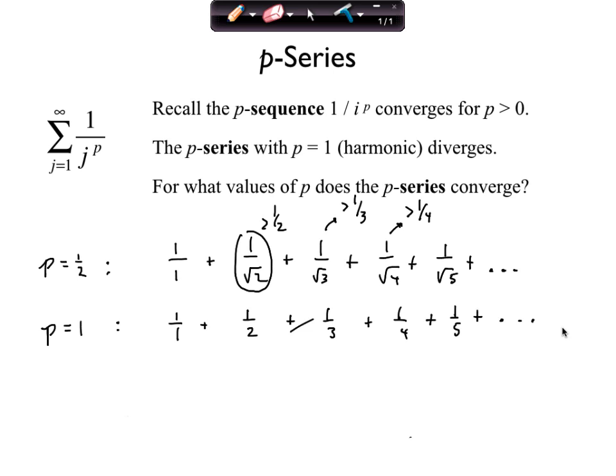That's alternating series. Okay, so going back to this question here: for what values of p does the p series converge? Certainly, it diverges if p is less than 1. We know that for sure. So the question is, does the p series converge if p is greater than 1? Did we see an example of that?